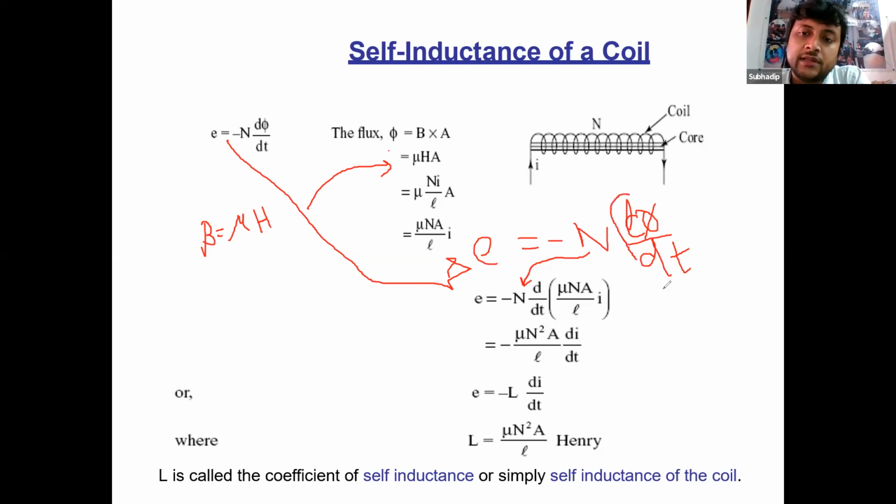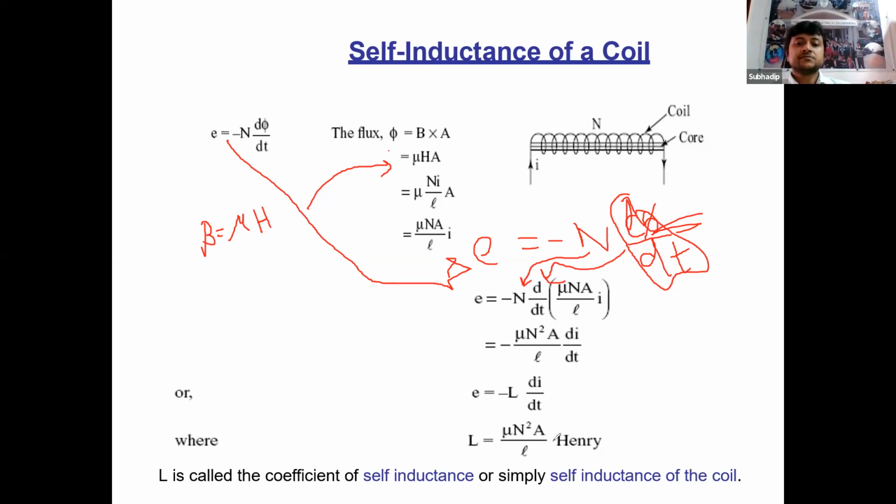This portion d phi dt is coming out here. The remaining portion is phi only. Okay, this phi comes to here. So phi is nothing but mu n i a by l into I. So we put here mu n a by l into I. After putting this value, it will be coming as minus mu n square a by l into di dt.